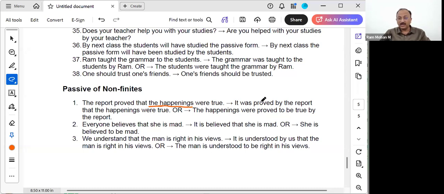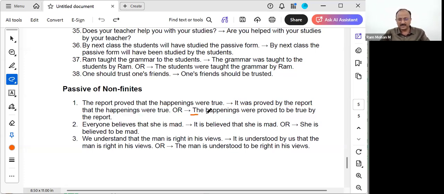No? It was proved by the report. See, the report is there, no? The happenings is the object, correct? So it becomes the subject. So it was proved by the report that the happenings were true. This is one way. Or we can also use the simple way, that regular structure.